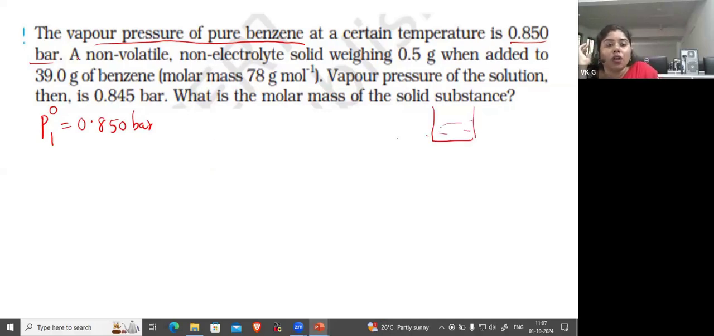ಈಗ non-volatile, non-electrolyte ಅಂದ್ರೆ they don't split into ions. ಹೌದು, ಹಾಗೇನೆ ಇರುತ್ತೆ when you add them. So a non-volatile, non-electrolyte solid weighing 0.5 gram is added. So in the beaker, what did they add? 0.5 gram of solute they have added.